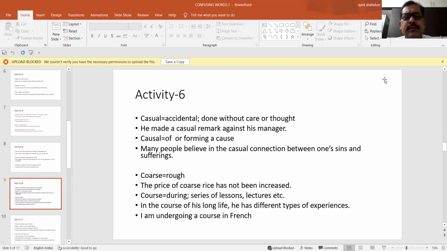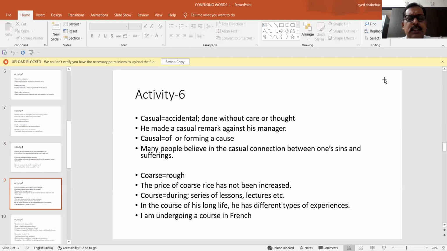Next, come to activity 6. Casual. Casual means accidental, done without care or thought. Routine, you can also say routine. He made a casual remark against his manager. A routine remark, an accidental remark, not intentional. It is accidental, done without forethought. He made a casual remark against his manager.